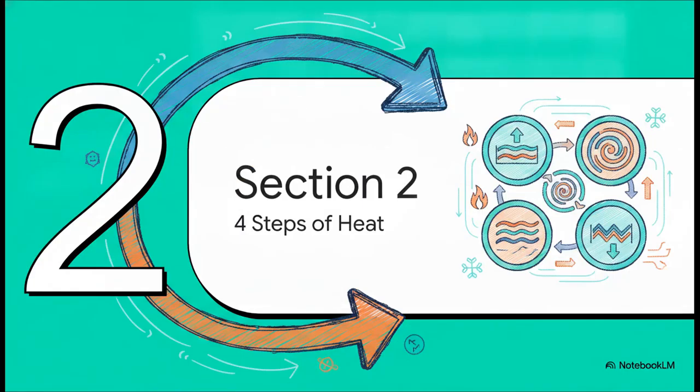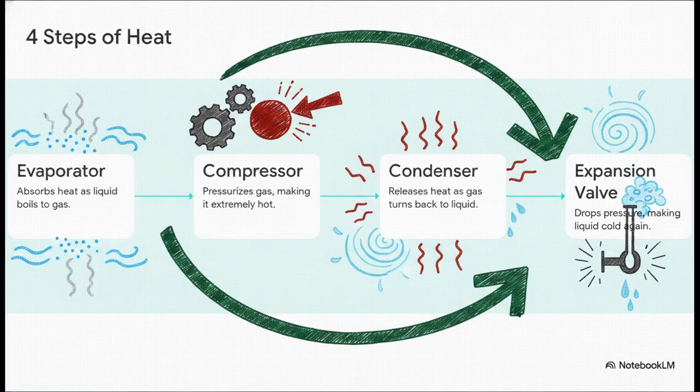So, now that we know what it is, let's look at how this delivery system actually works in the real world. Section 2, the 4 steps of heat delivery. Okay, this process happens in a continuous, never-ending loop. Let's walk through it slowly so it makes perfect sense. Step 1 is the evaporator. This is the part inside your room. Cold liquid refrigerant absorbs the heat from your space, and as it absorbs that heat, it literally boils and turns into a gas.